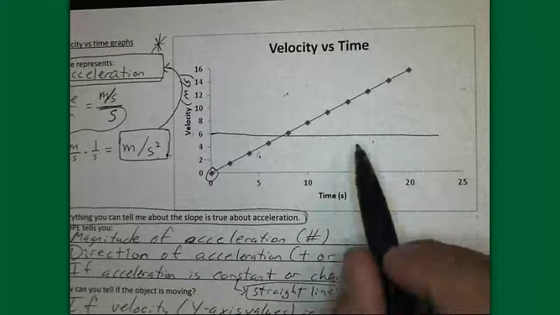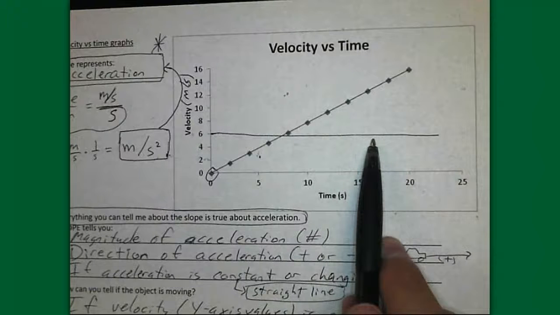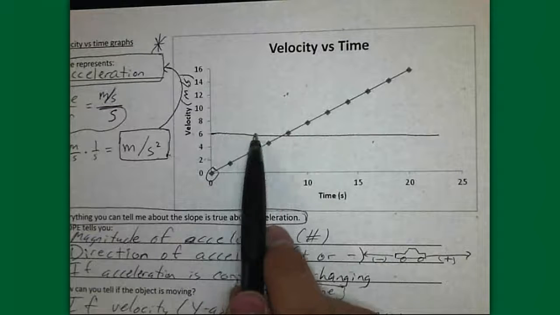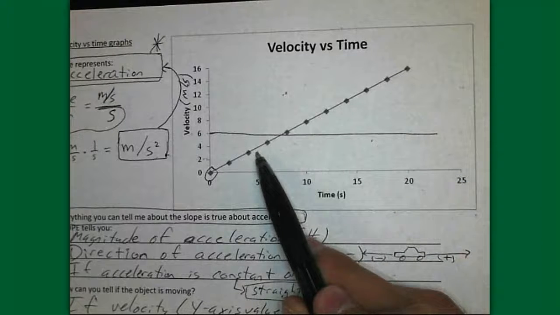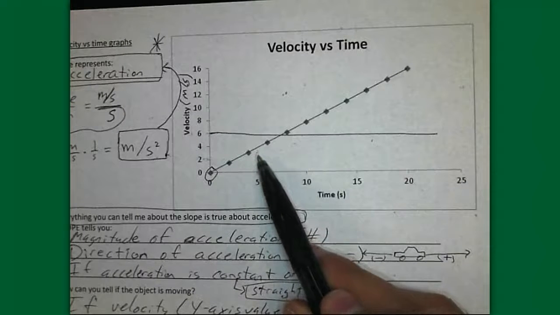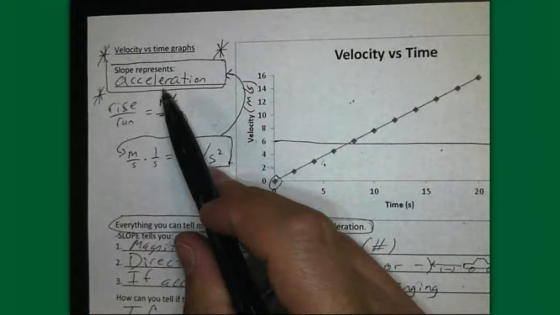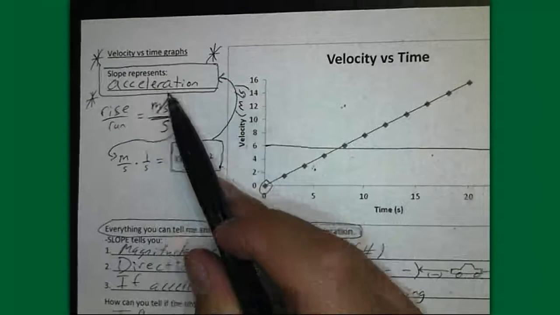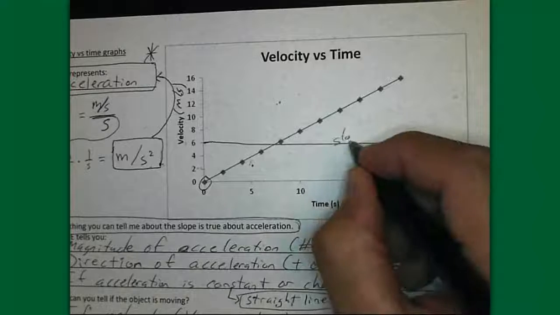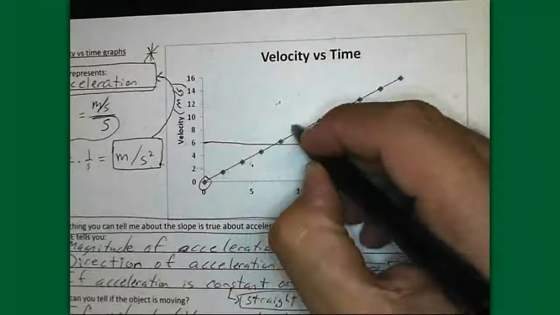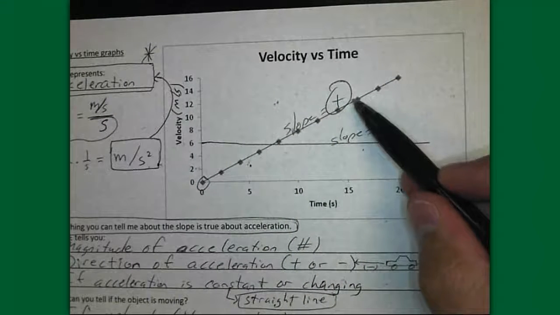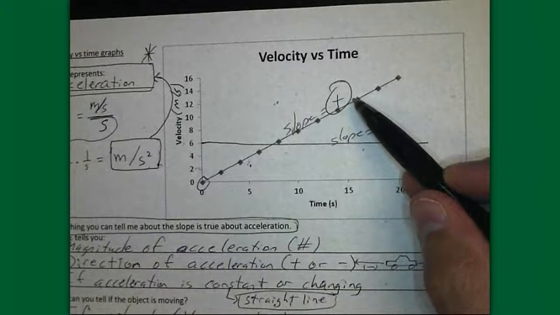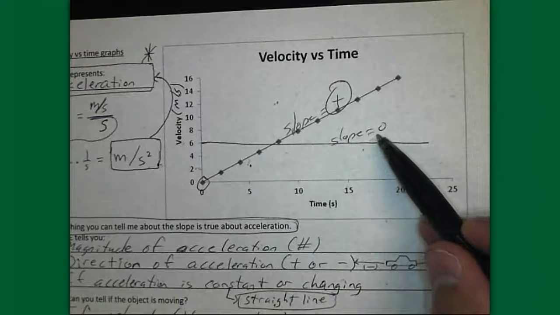Now, I would ask you another question. Is this object accelerating? The answer is no, because it has a constant speed of 6 meters per second all the way across, never changes. Is this object accelerating? The answer is yes. And if I said, how do you know, I would ask you to refer back to the slope again. If the slope represents acceleration, the slope of this line is 0, and the slope of this line is some positive value. This has a positive slope. If slope is positive, acceleration is positive. Slope is 0, acceleration is 0.